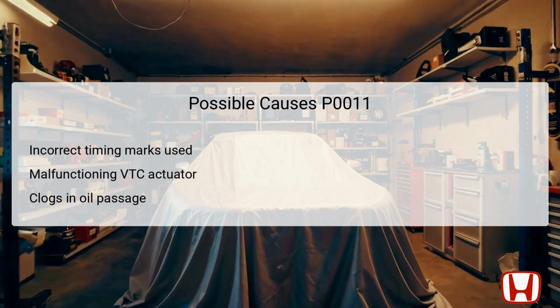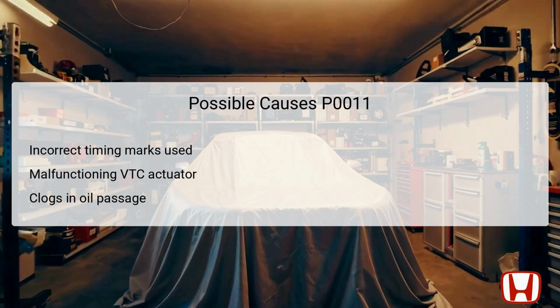Several factors may contribute to the triggering of DTC P0011. First, incorrect timing marks on the crankshaft pulley can lead to the misalignment of the VTC system, resulting in an abnormal phase angle. This often occurs after the VTC actuator has been replaced or serviced.